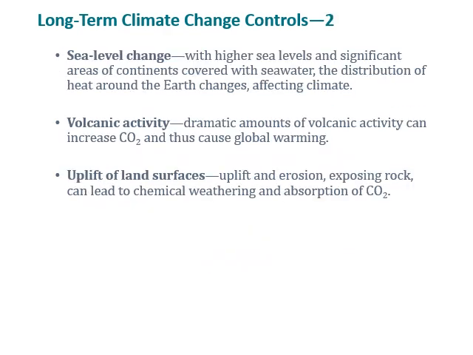Sea level change is another long-term climate change control. Higher sea levels produce significant areas of continents that are covered with seawater, and the distribution of heat around the Earth changes, affecting climate. Volcanic activity also has an effect. Dramatic amounts of volcanic activity can increase CO2 and thus cause global warming. Finally, we have uplift of land surfaces. Uplift and erosion, which exposes rock, can lead to increased chemical weathering and absorption of carbon dioxide.